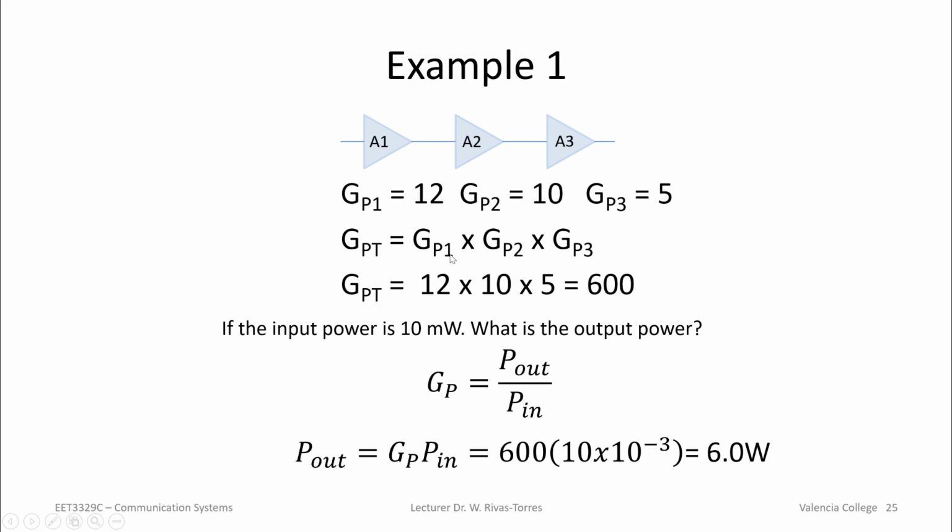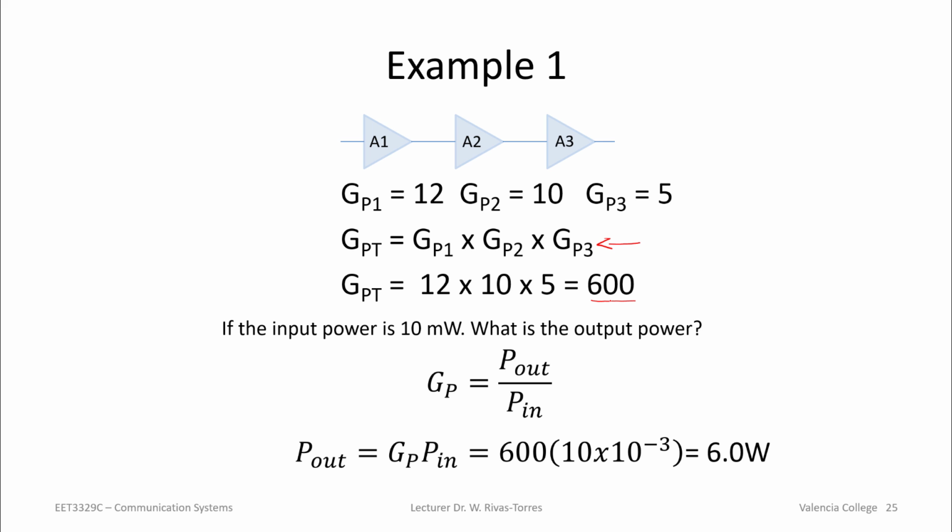All right, here's an example. So I have 3 amplifiers. Notice that all the gains, we're talking power gains, G P1, G P2, G P3, are 12, 10, and 5 respectively. If I ask you what is the total gain, you just multiply the 3. Okay, that's what this equation is doing. And you end up with a result: 12 times 10 times 5 equals a gain of 600. And hopefully you remember that gain expressed in this way has no units.